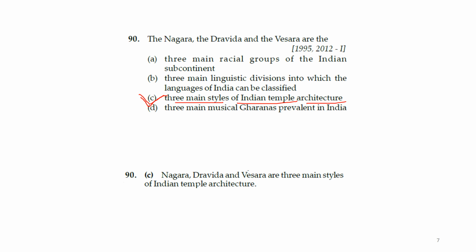This question has come twice, in 1995 and 2012. So it can be repeated, and that's why previous year questions become very, very important. If you do the last 30-35 years, it may be that 15 to 20 questions you will get directly or indirectly from previous year questions as well. So Nagara, Dravida and Vesara are the three main styles of Indian temple architecture.